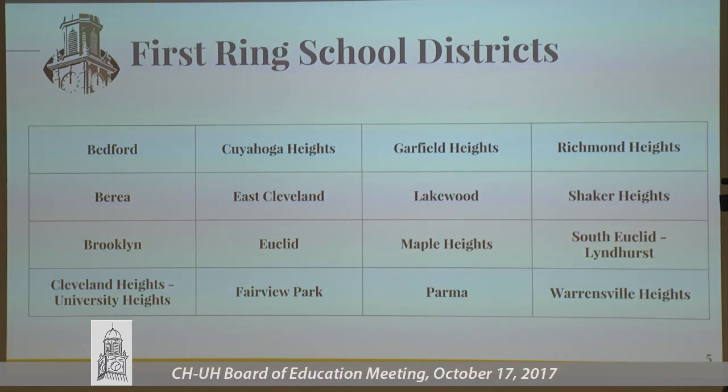Some are not familiar with the first ring districts, so this slide was included just so that we know what we're talking about when we're talking about these 16 districts, Cleveland Heights included. These are the suburbs or the school districts that surround the city of Cleveland. There's actually a first ring school superintendent's consortium, a group that was established back in 2000 to help these districts address some of the challenges related to poverty, mobility, and diversity that we see because of our location.